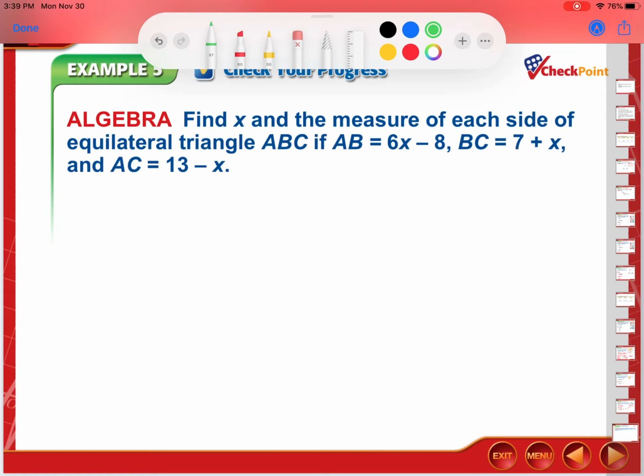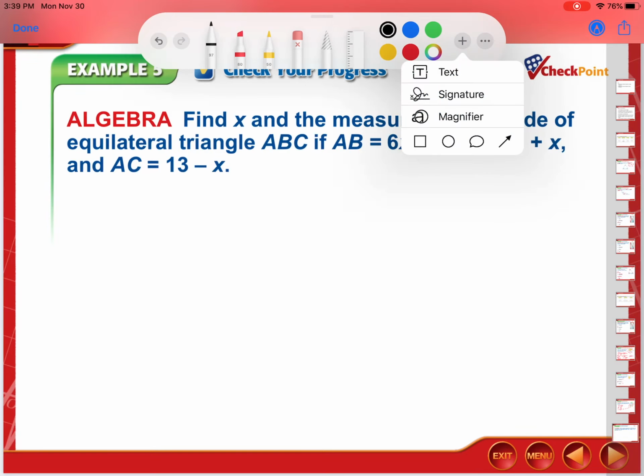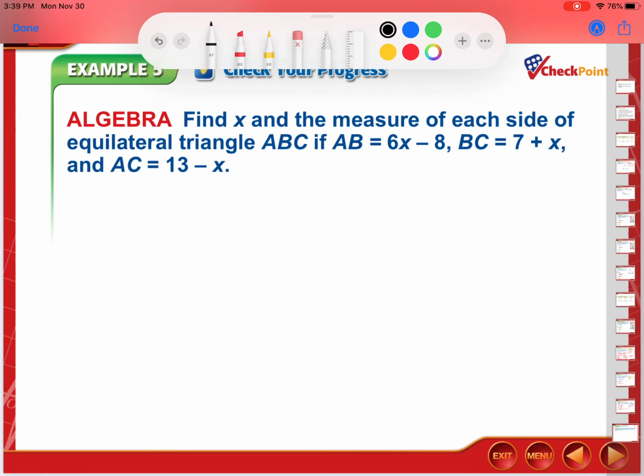Okay, so this is the hardest problem on here, in my opinion, other than the ones that didn't have enough information to be answered. The reason is they don't give us a picture, and I believe the pictures are key to helping us understand. So they want us to find x and the measure of each side of an equilateral triangle ABC. Let's see if there's a triangle tool in here. Nope, there's not. So we get to see my drawing skills.